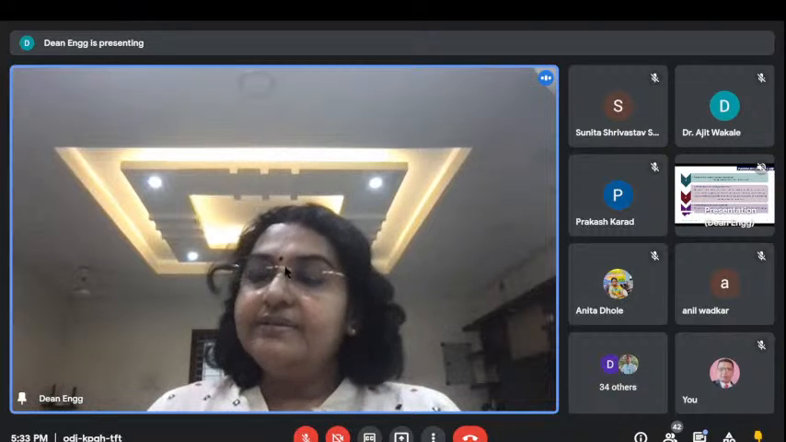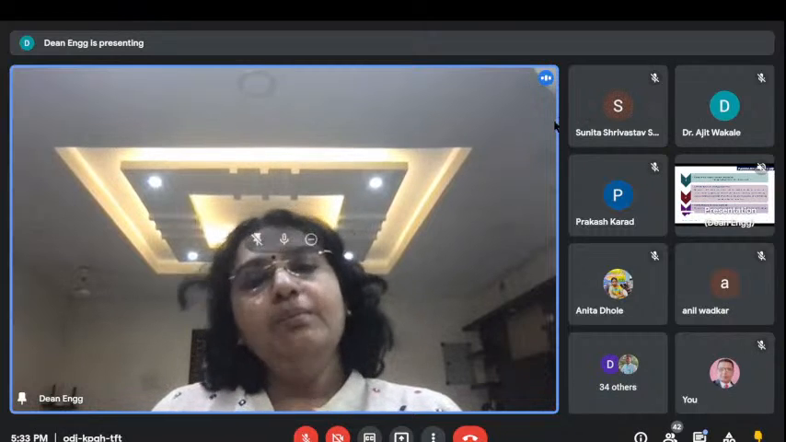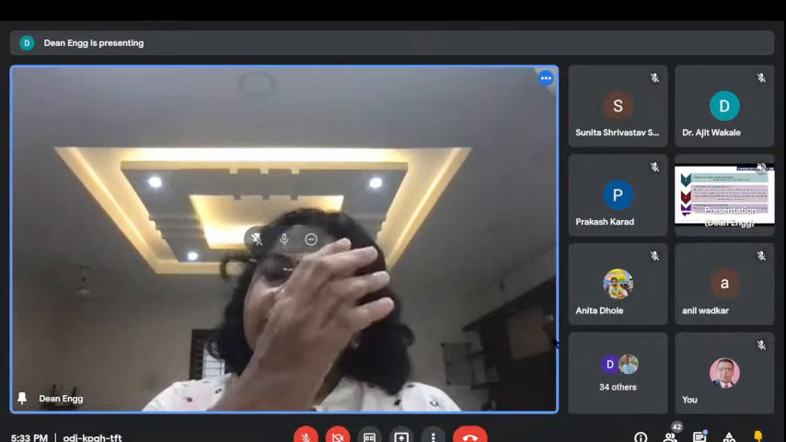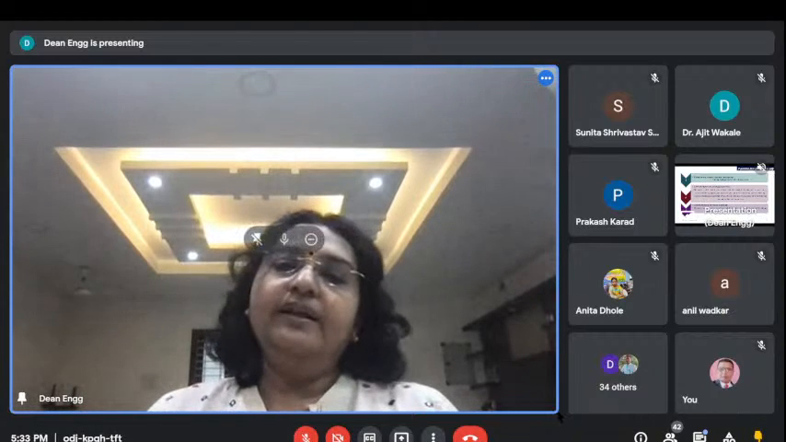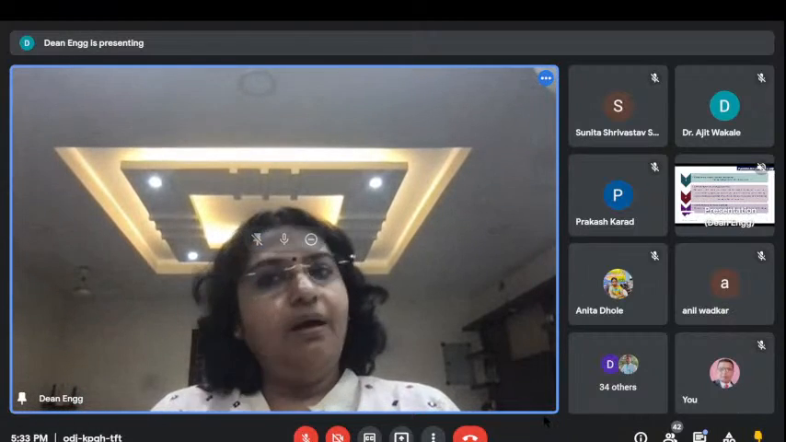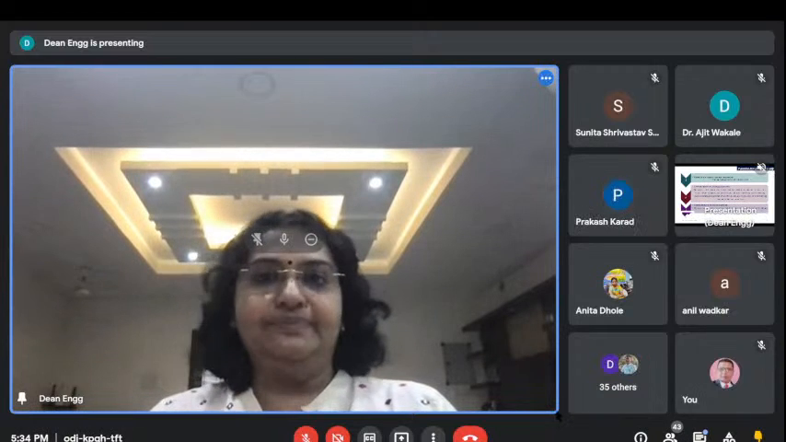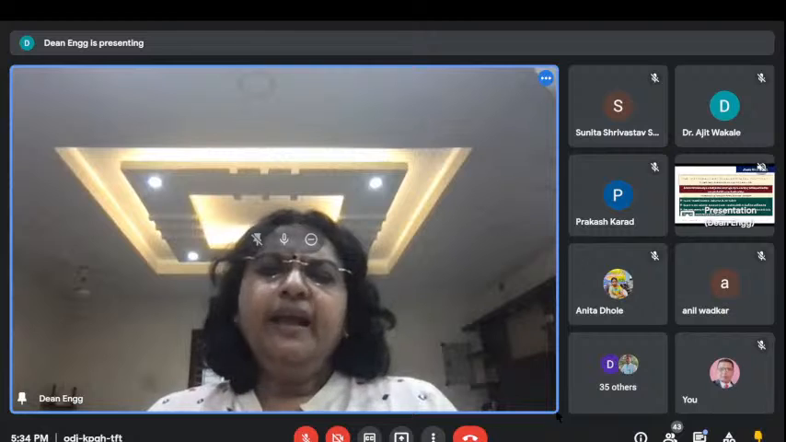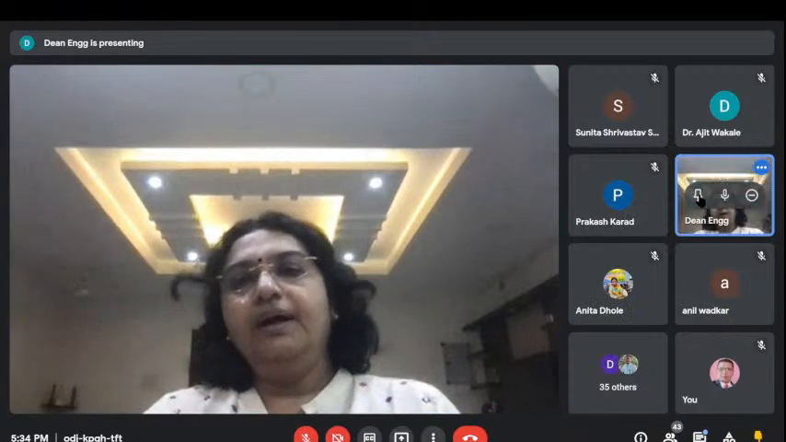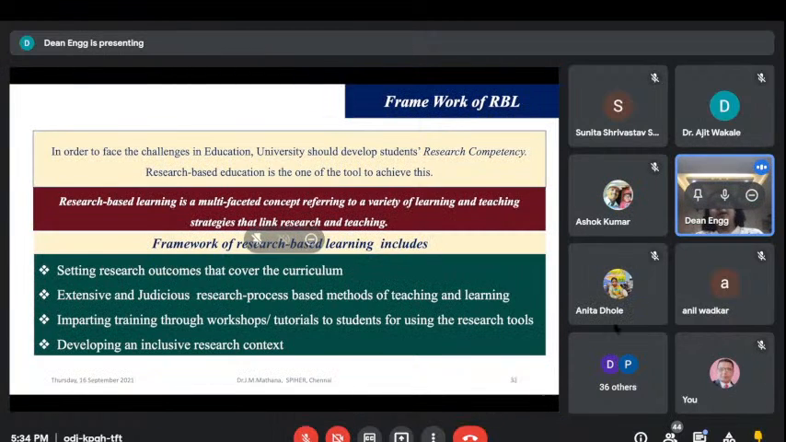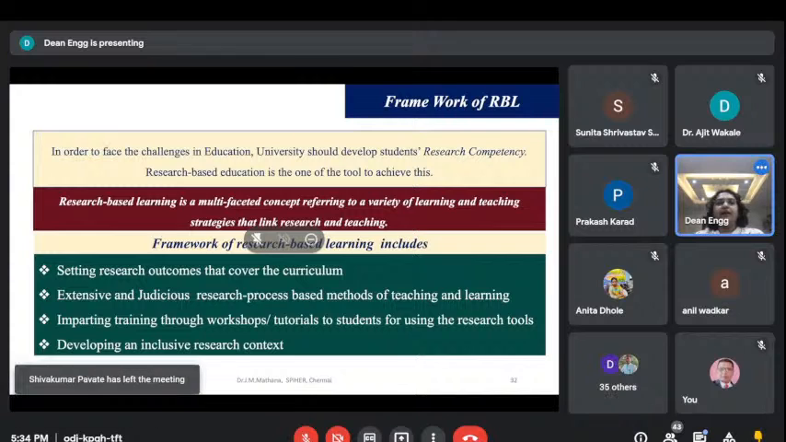The contribution to the research process will be more for the faculty. So these three are the potential benefits for the faculty by RBL. Right. Now, we have to draw a framework for RBL. As I already told, to improve the research competency, we selected research-based learning as a tool.